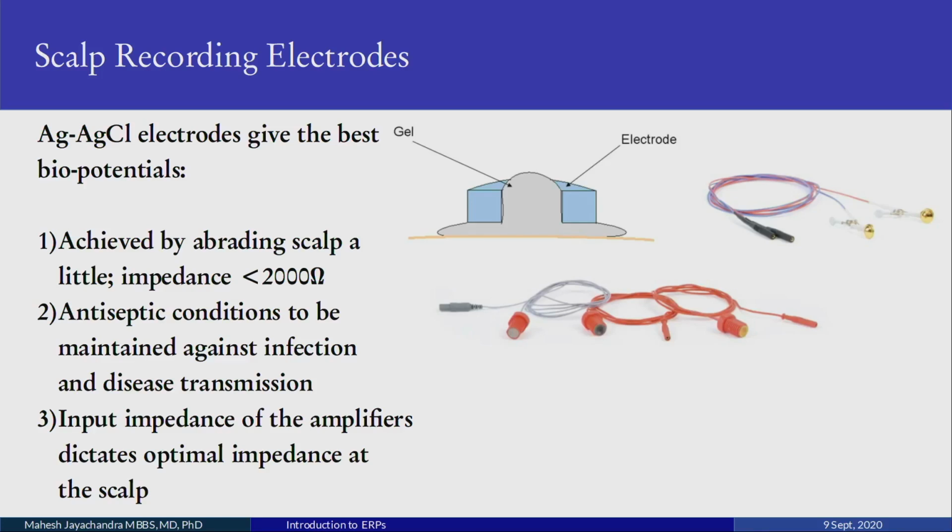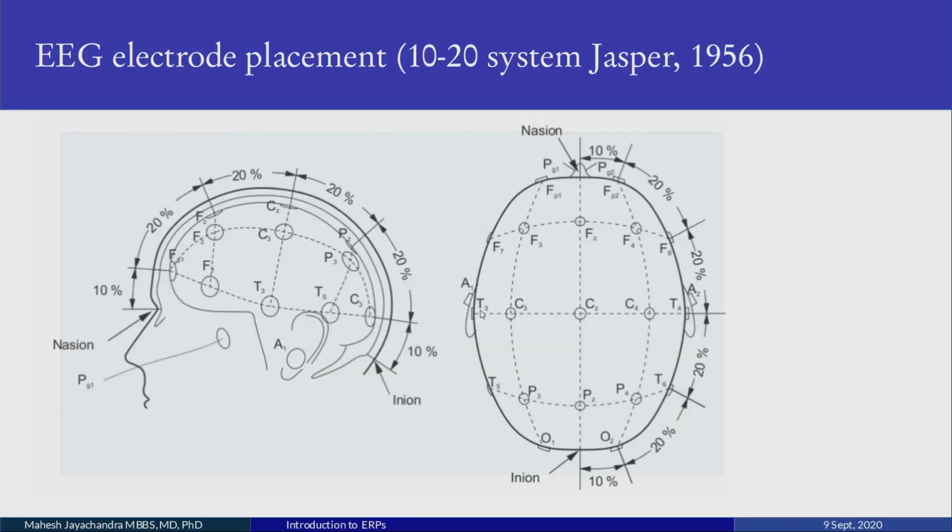And the input impedance of the amplifiers tells us what would be the optimal impedance we need over here. So typically this impedance has to be much less compared to the input impedance of the amplifiers. So if it's 2K, the input impedance of the amplifiers would probably be like 10 megs. And where do we place the electrode?